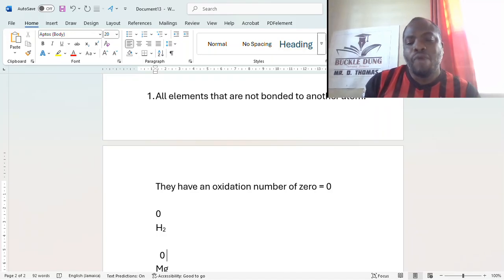So going back to why magnesium here would have an oxidation number of 0. Remember, the atomic number is a representation of the protons in an atom. Also remember that the proton will never change. It's the signature of the atom.